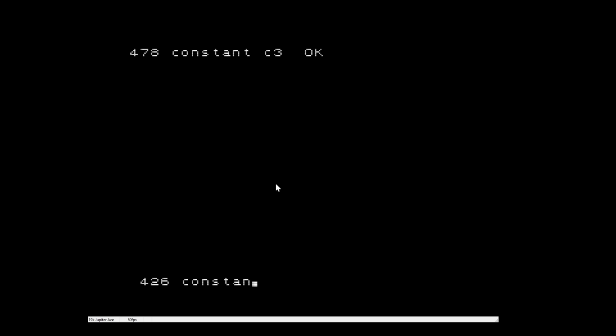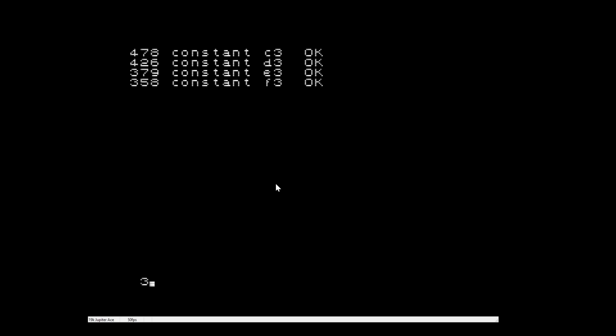First thing we're going to do is set up some constants for our notes. This is more memory efficient than setting up functions for them. It stores a little bit more compactly in memory, and if you had a Jupiter Ace with like 1K of memory, then you're going to need all the space you can.